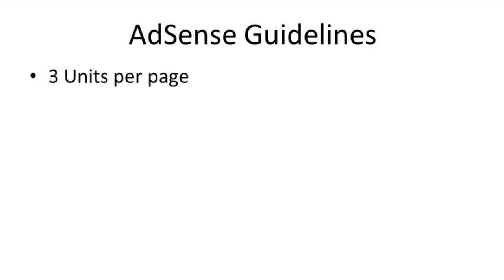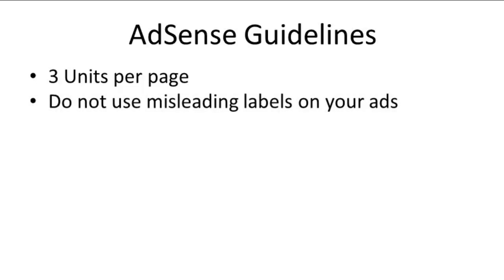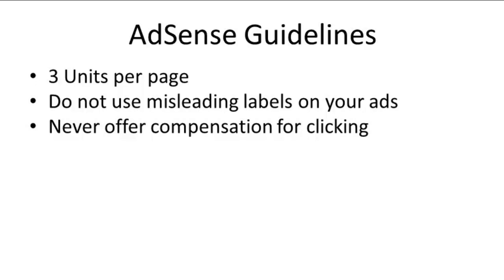So number one, you can put up to 3 ad units per page. You can also use the link units as well. I never really use those. I just stick to the ad units, and again, you can use 3 of those per page. You do not want to use any kind of misleading labels on your ads. So above the ad, don't put like our sponsors or resources. Don't put any kind of labels on your ads other than advertisement, which you probably don't want to do.